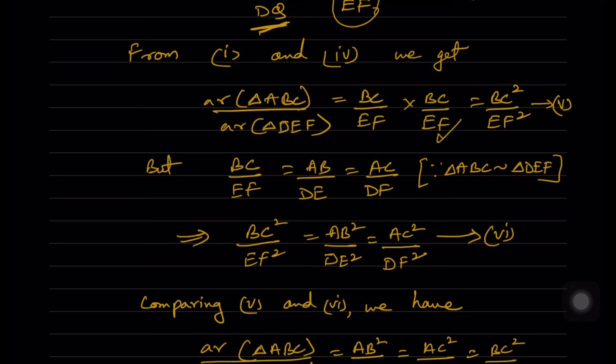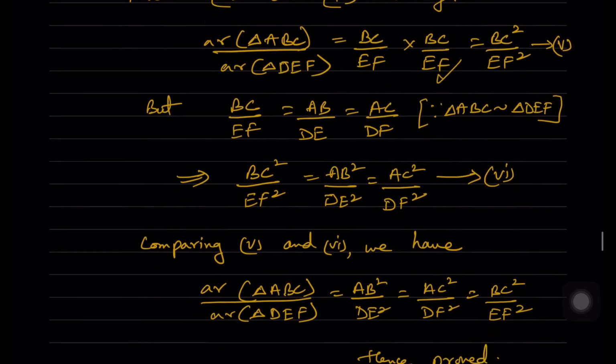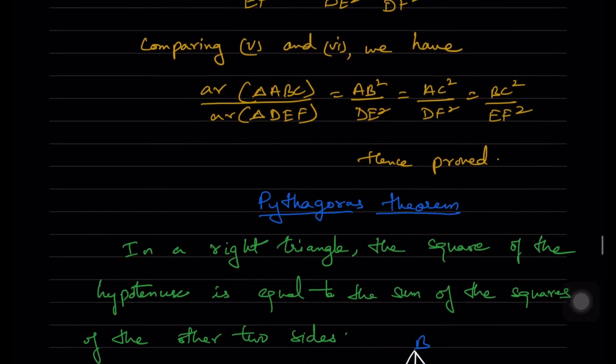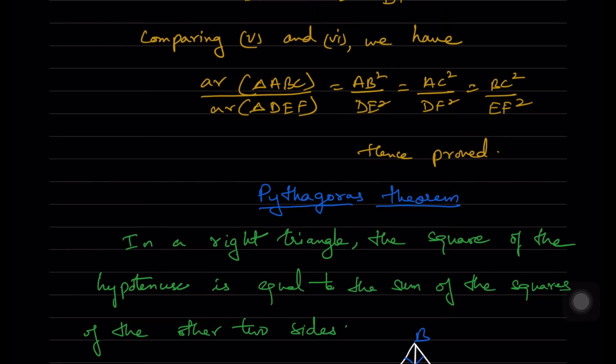So therefore, if you square everything, they are also equal, which implies that BC square by EF square is equal to AB square by DE square is equal to AC square by DF square. We take this as the sixth equation. Now comparing the fifth and sixth equations, the left hand side you have area of triangle ABC by area of triangle DEF, which is equal to AB square by DE square, which is equal to AC square by DF square, which is equal to BC square by EF square. Hence proved. So the ratio of the areas of two similar triangles is equal to the square of the ratio of their corresponding sides.